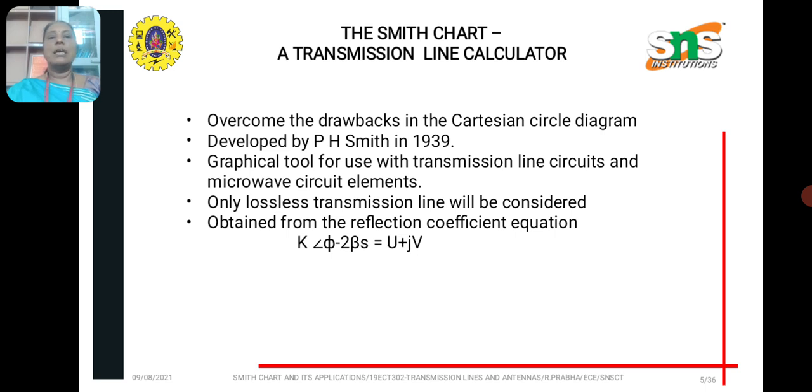This was designed by P.H. Smith in the year 1939. The main aim of this chart is to overcome the drawbacks of the Cartesian circle diagram, and it is a graphical tool for use with transmission line circuits and also microwave circuit elements. Here only lossless transmission lines will be considered, and this chart is obtained from the reflection coefficient equation K mod angle of phi minus 2 beta s is equal to u plus jv.